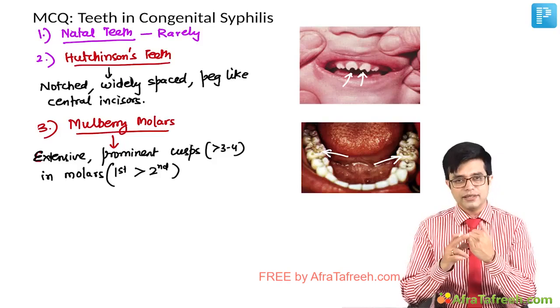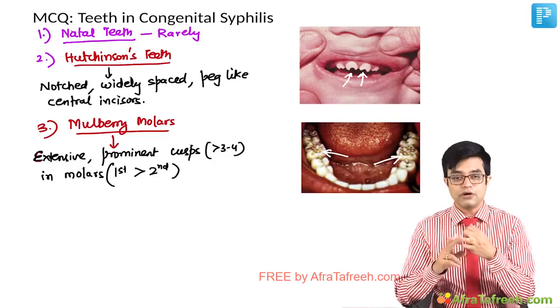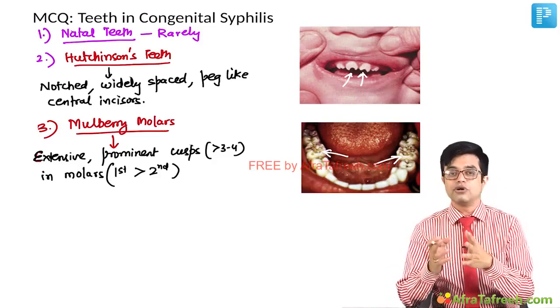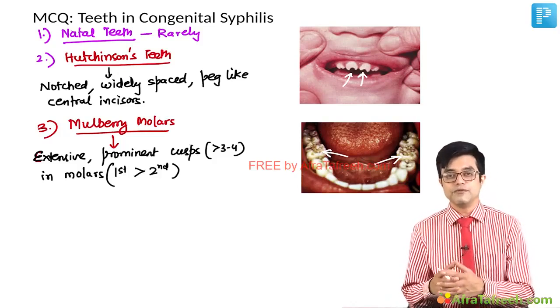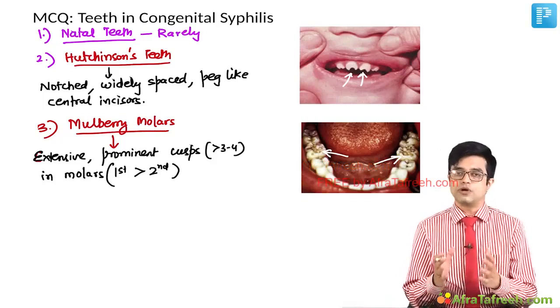So natal teeth rarely, Hutchinson teeth very often, and mulberry molars again very often are seen in congenital syphilis. You may get one-liners or you may get visuals based upon these abnormalities.